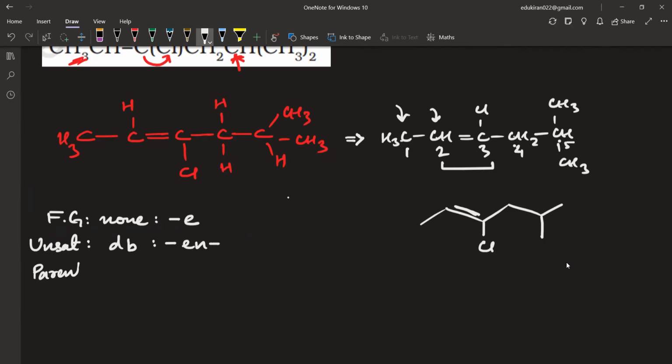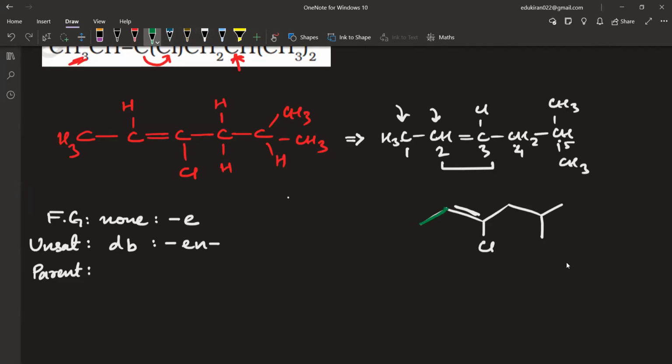Now, for parent, what we will do? You will start with C. Can you see that there are terminal carbons? This is the last carbon, terminal carbon, we call it. This is one terminal carbon, and this is one terminal carbon. Can you see that? Yes. There are three terminal carbons, right? Now, as you know, I will start with the terminal carbon which is near to the double bond. Why? Because double bond has a priority. I'll start the parent chain from here, right?